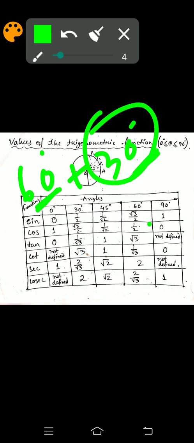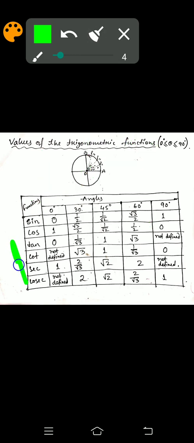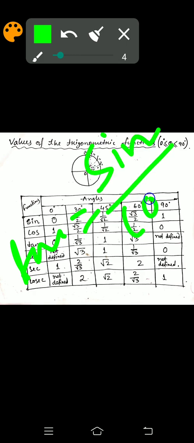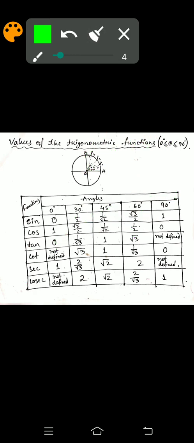Okay, now for tan, as we know that tan theta equals sine by cos. So for tan 0, divide sine 0 by cos 0. Sine 0 by cos 0 equals tan 0, so 0 by 1 is 0. Now tan 30 equals sine 30 by cos 30, so half by root 3 by 2, which is 1 by root 3. Similarly for the remaining angles also.